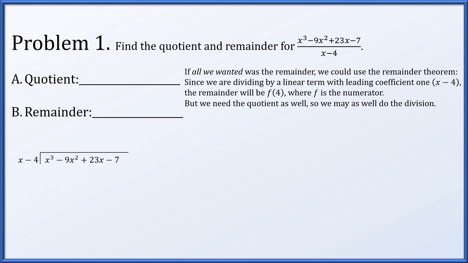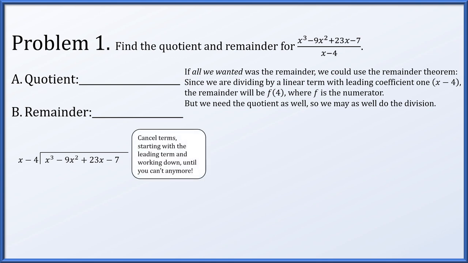So we go ahead and set up x minus 4 going into x cubed minus 9x squared plus 23x minus 7, and we ask, if I want to cancel out x cubed, what do I need to multiply x minus 4 by? We're going to keep doing that procedure: multiply by something to cancel out the remaining leading term, then subtract that product and keep going until you can't anymore because the degree of what you're working with is less than what you're trying to divide by. So if I want to cancel x cubed, I need to multiply x minus 4 by x squared.